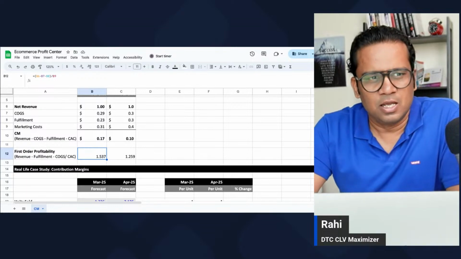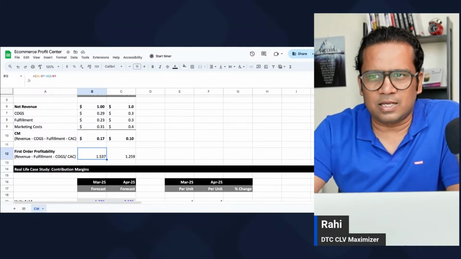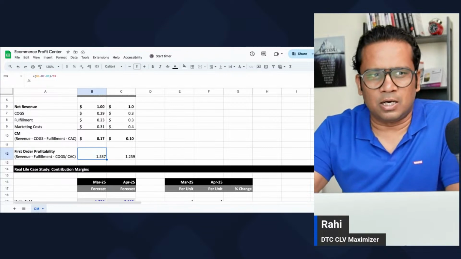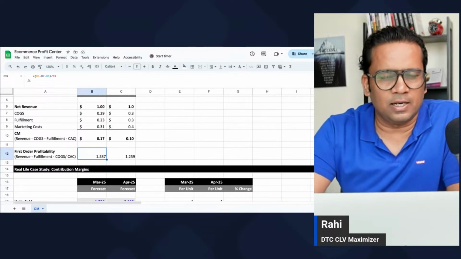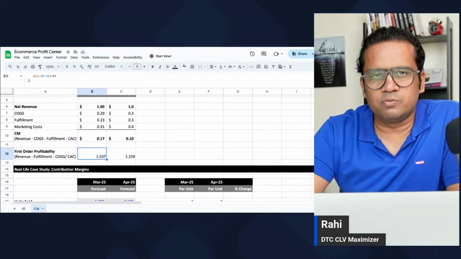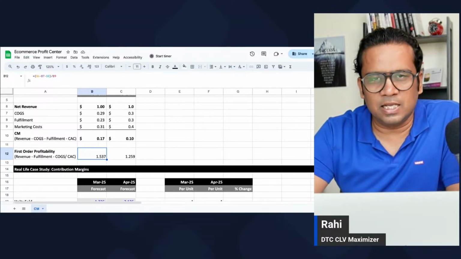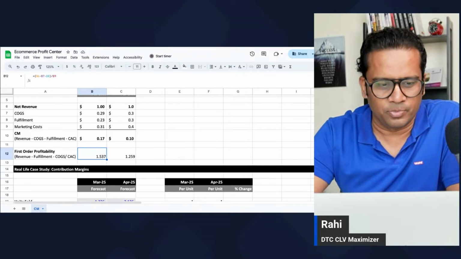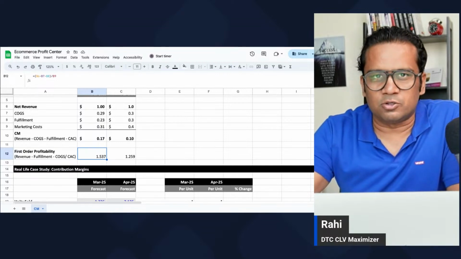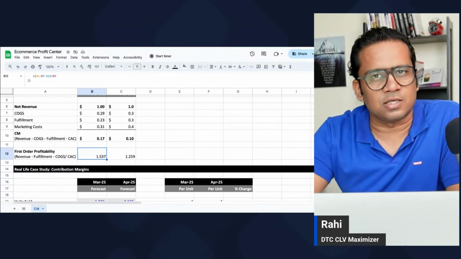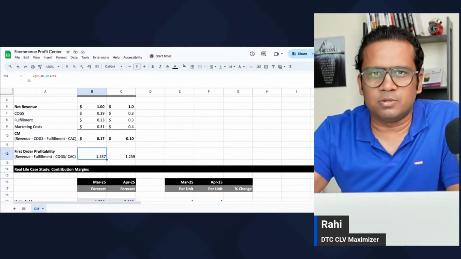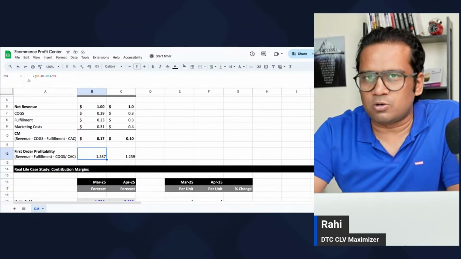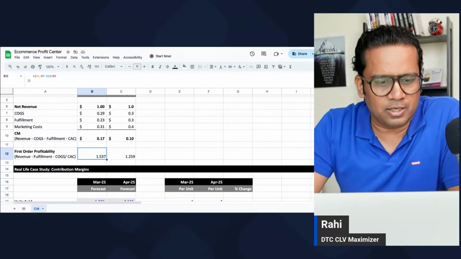Even if you have to take one, I would say at least break even on the first order. Without first order profitability, even if you make a profit on the second and third order, the cash flow will be very tight, and to scale the business you eventually need cash. The famous saying is: revenue is vanity, profit is sanity, and cash is king. Because to run the business, you eventually need cash. That's why first order profitability is a very important metric to monitor.